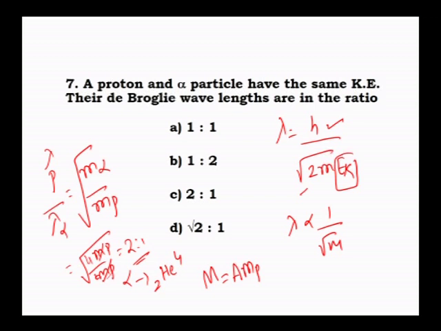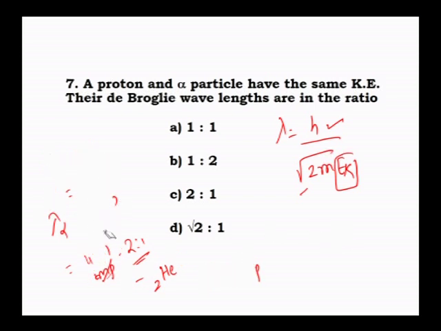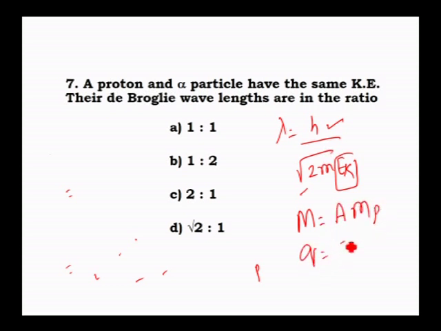Again, anyway, I will explain once again. In general, the mass of any nucleus will be equal to A times m_p, and the charge of any nucleus will be equal to Z times q_p. Here A represents atomic mass or mass number, m_p represents the mass of a proton, Z represents atomic number, and q_p represents the charge of a proton. Always mass is equal to mass number into mass of a proton, and charge is equal to atomic number into charge of a proton.